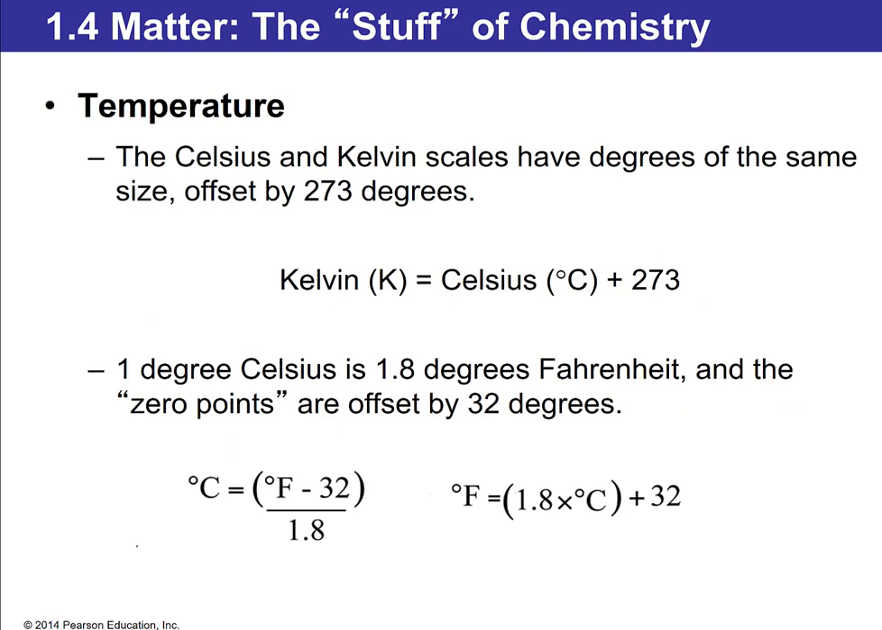I'm not going to expect you to do this unit conversion, but we will work on these ones just to show you as an example. If you know Fahrenheit and you want to go to Celsius, you would use this. If you want to go from Celsius to Fahrenheit, you would use this. So the difference, it's about 1.8 is the factor, plus or minus 32.